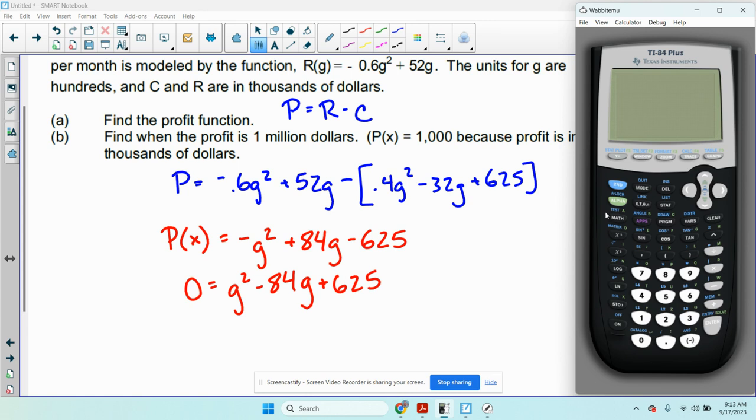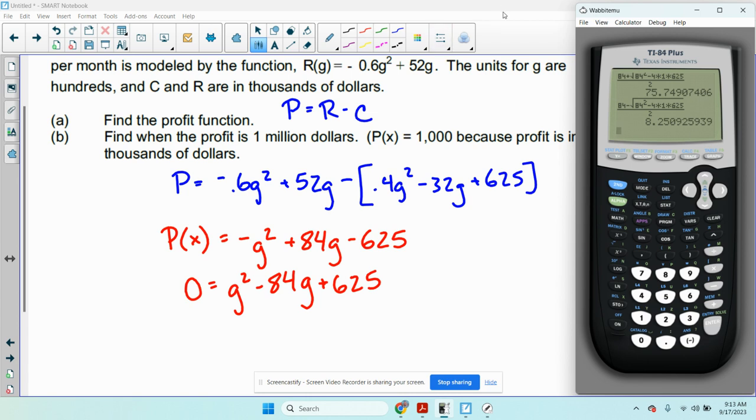So I'm going to do negative b. Let me set up my fraction first. Negative b, which is 84, plus the square root of b squared, which is 84 squared, minus 4 times 1 times 625, all over 2 times 1. I get that. And then if I go back up and copy that and then change that plus to a minus, I get that. So it says find when the profit is $1 million.